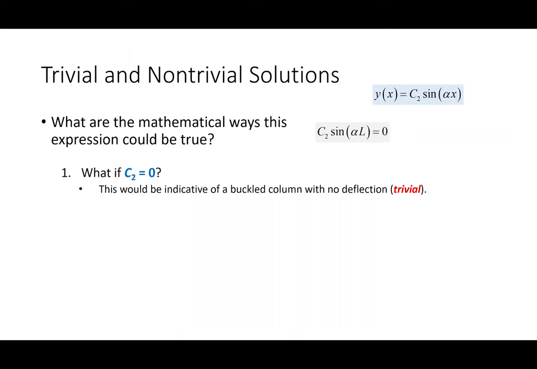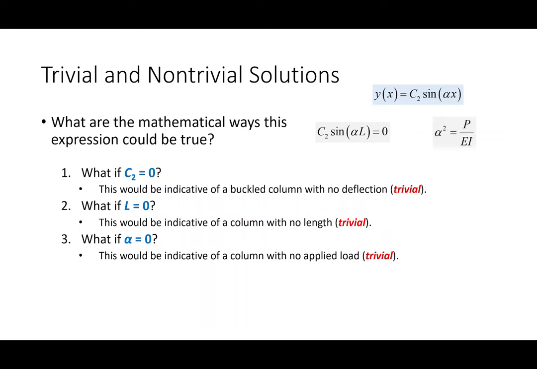What about another one? What about L? Would this expression be true if L was 0? Well, if L is 0, what's the sine of 0? 0, right? So does the math work out if L equals 0? I say yes, but does that solution make sense physically? No, because this would mean the column has no length. It's got a length, right? See what I mean? This is a trivial solution. This doesn't make sense.